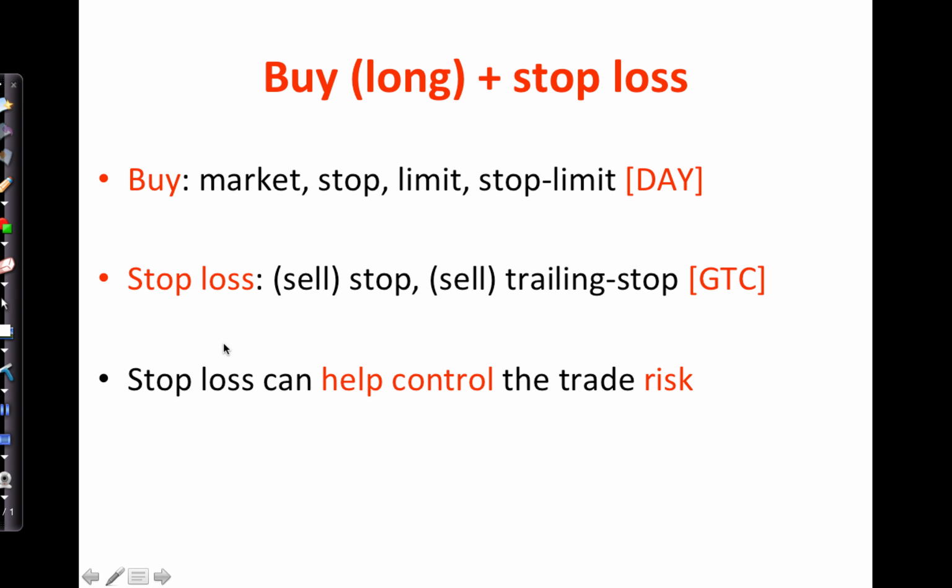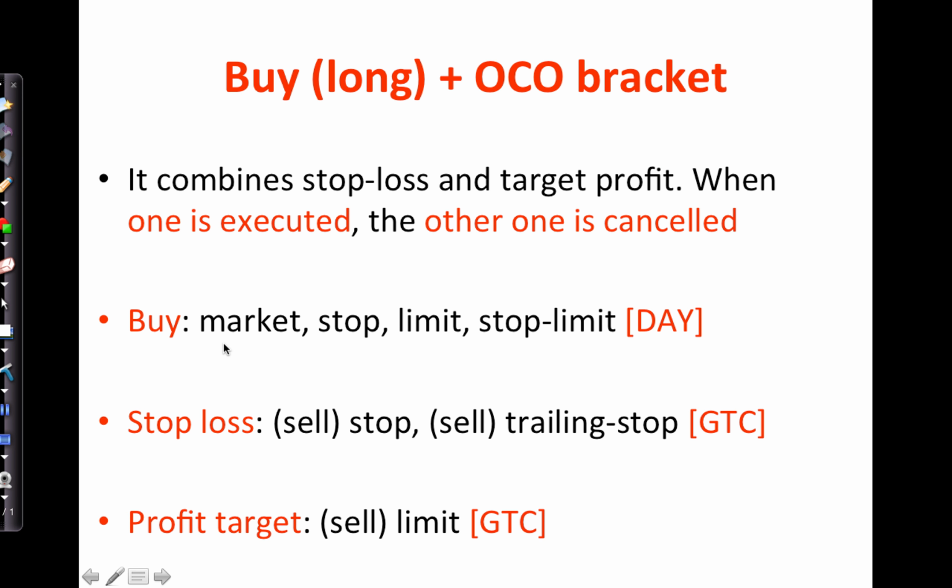Okay, so next we have the order cancel order bracket. So actually here we are combining two orders, so the stop loss and the target profit. And as I said before, when one is executed, the other one is cancelled. So again, you have an order, the main one, the buy order, that can be one of the 4 types we have seen. Stop loss as before. Profit target is a sell limit order. So let's see again with an example.